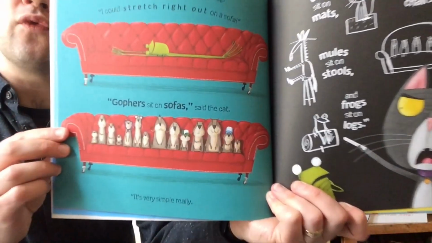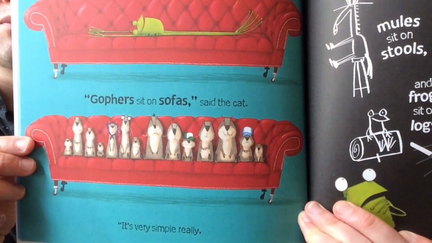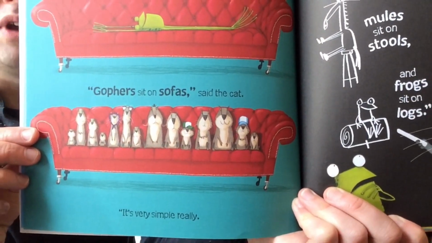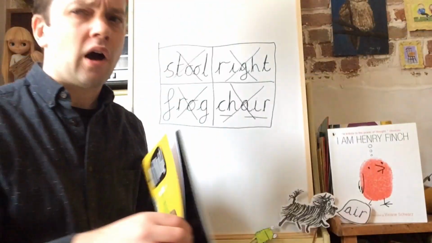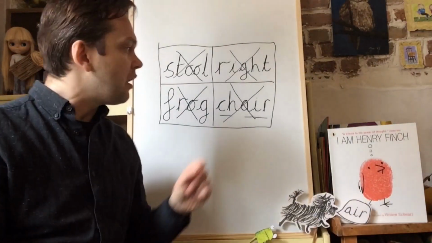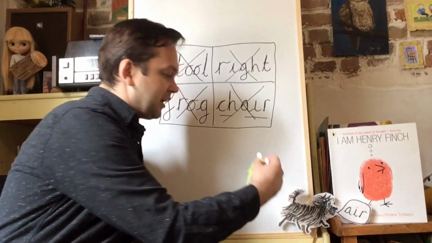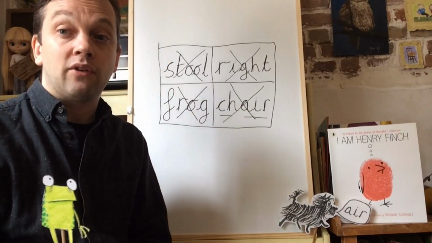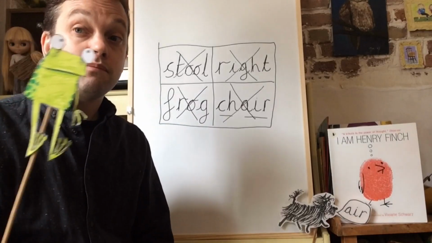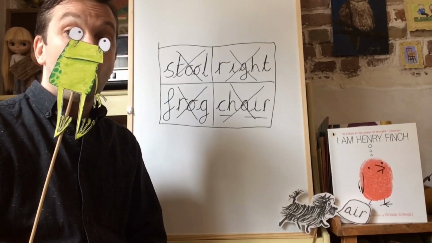Gophers sit on sofas, said the cat. It's very simple, really. I love that book. What a great book. Let's get rid of this, shall we? Perhaps our frog can help us today. He's going to count us down. 3, 2, 1.